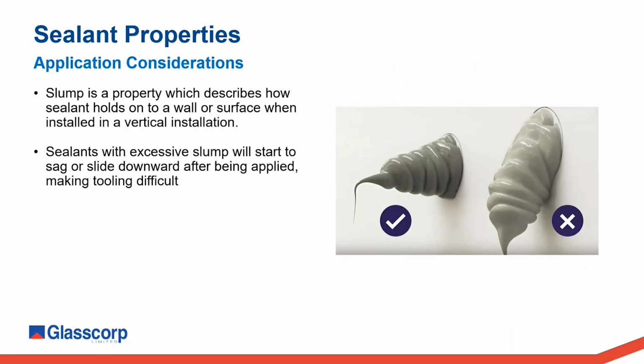Another sealant property that you may hear discussed or you may see detailed in a product data sheet is slump. Now, slump is a property that describes how well a sealant holds onto a wall or surface when applied in a vertical installation. A sealant with excessive slump will start to sag and slide downward when applied, making it difficult to tool off.